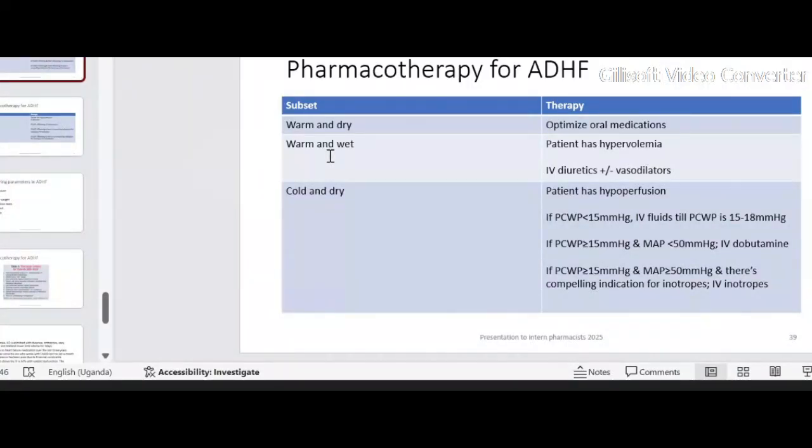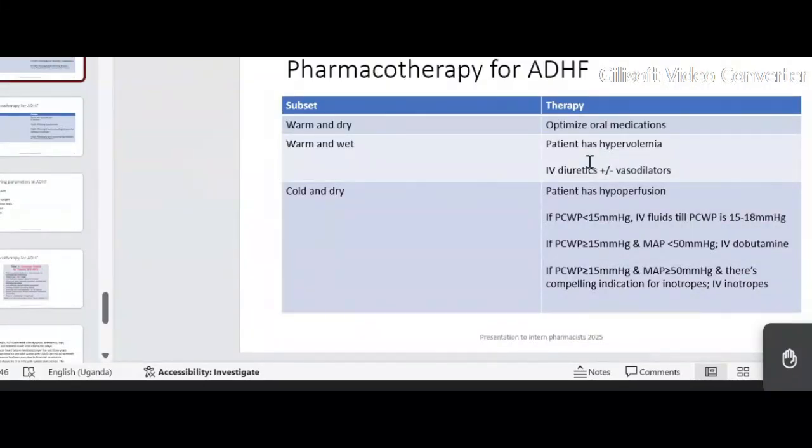Are you seeing where we are, Daniel? Our patient has a good MAP, which means they're probably warm. They are wet. Are you seeing? And if they are wet, what do we do? It's diuretics, plus or minus vasodilators. Your GDMT doesn't come in ADHF. Everyone must listen to this and note this. A patient who is in ADHF, we don't initiate GDMT. We first manage the decompensation.